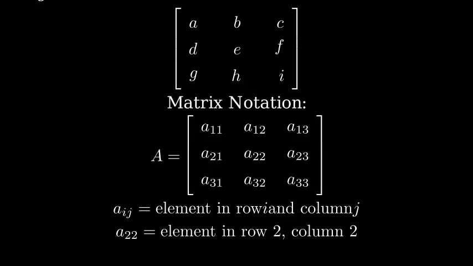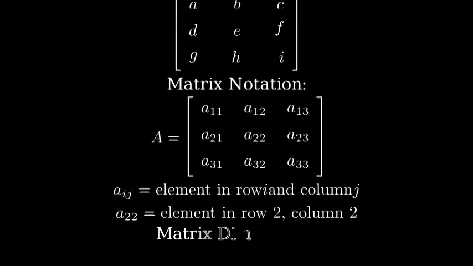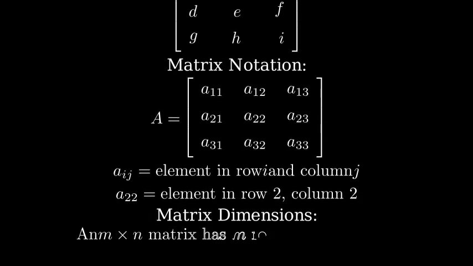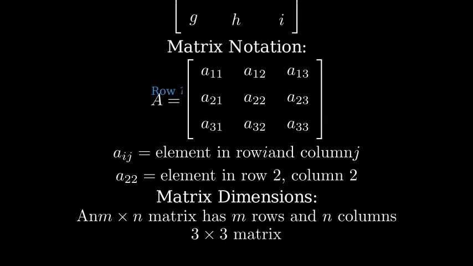A key characteristic of any matrix is its dimension, which refers to the number of rows and columns it contains. A matrix with m rows and n columns is called an m by n matrix, written as m times n. For example, this is a 3 by 3 matrix because it has 3 rows and 3 columns.